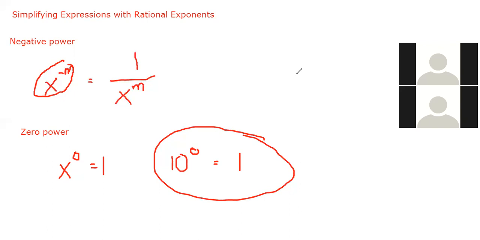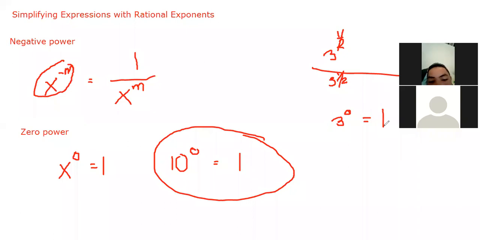For example, katulad nito, we have 3 raised to 1 half over 3 raised to 1 half also. Diba? So, pareho silang 1 half. 1 half minus 1 half, 0 ang kalalabasan. So, magkakaroon tayo ng 3 raised to 0. And 3 raised to 0 is equal to 1. Okay? So, ganun siya. Kasi, kapag ganitong quotient, subtract naman natin sila.